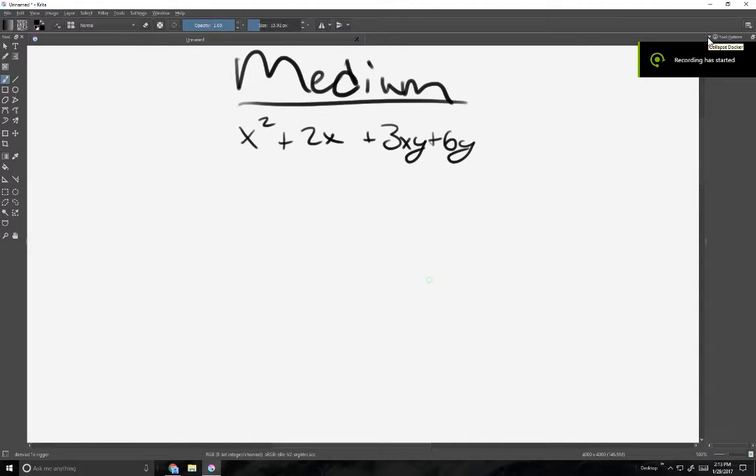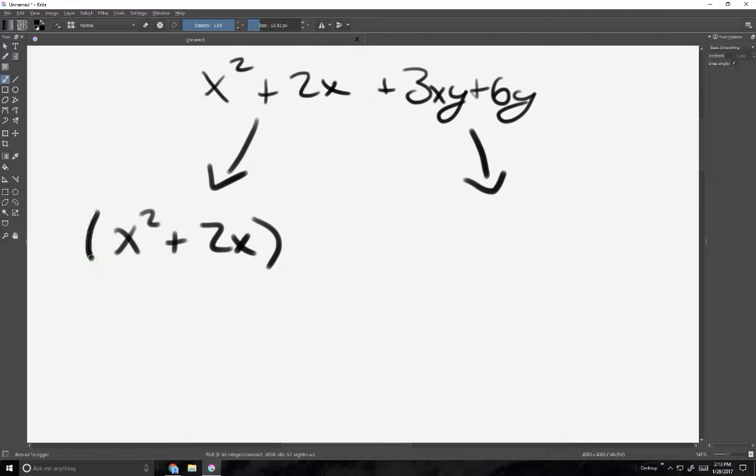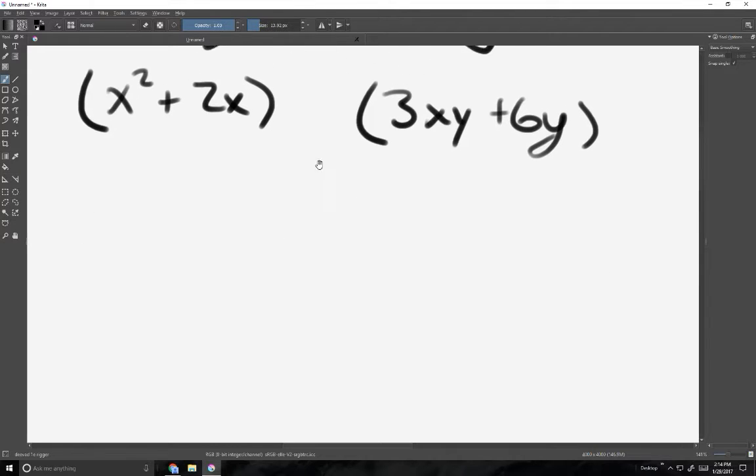Next up is the medium problem, and this is x squared plus 2x plus 3xy plus 6y. We do the same steps. I'm going to draw arrows here to show where they go and what group they are. We have x squared plus 2x, and we also have 3xy plus 6y. With this, we will do the same steps, and the arrows just show the process.